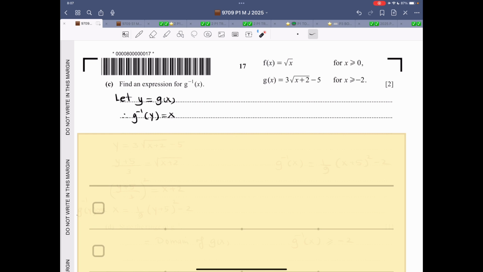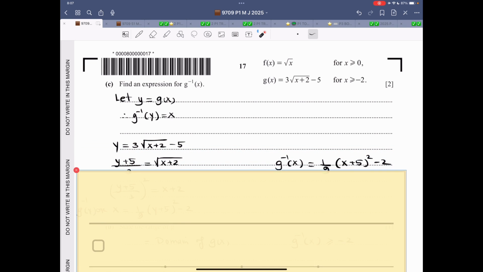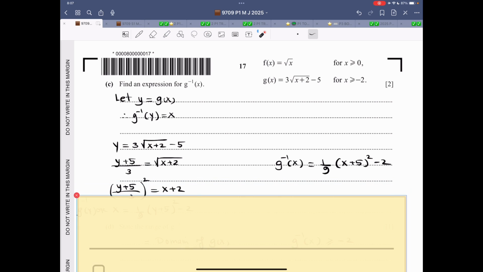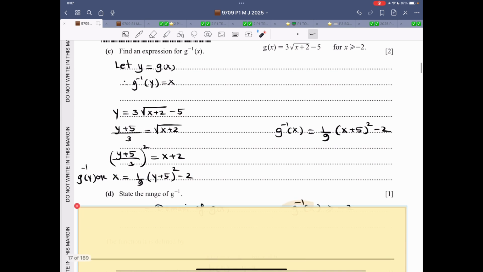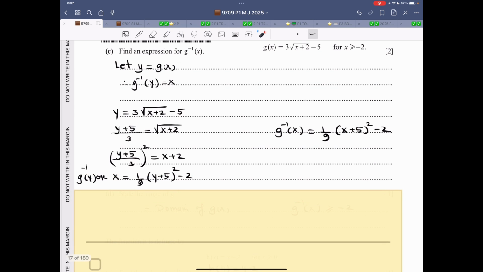Input, output, swapping. So now y is equal to this thing. So y is equal to g(x), and hold for a second. Let me write up till here. So now this g(x) is replaced with y. And then you make this x the subject. But what is x equal to? x equals g inverse of y.